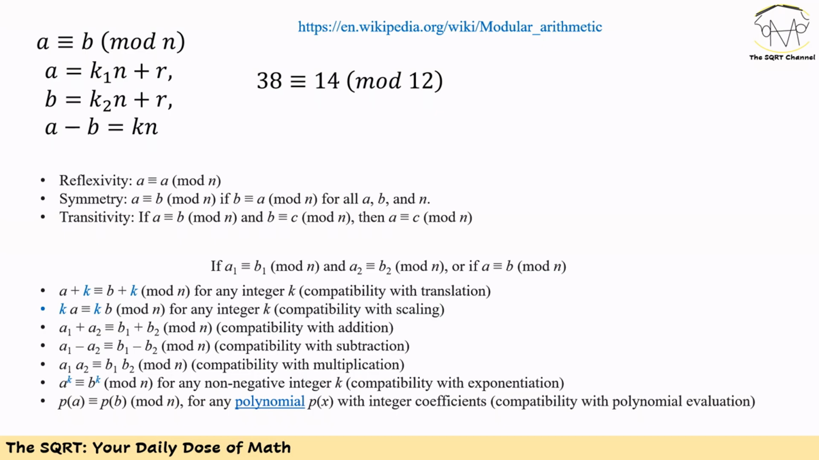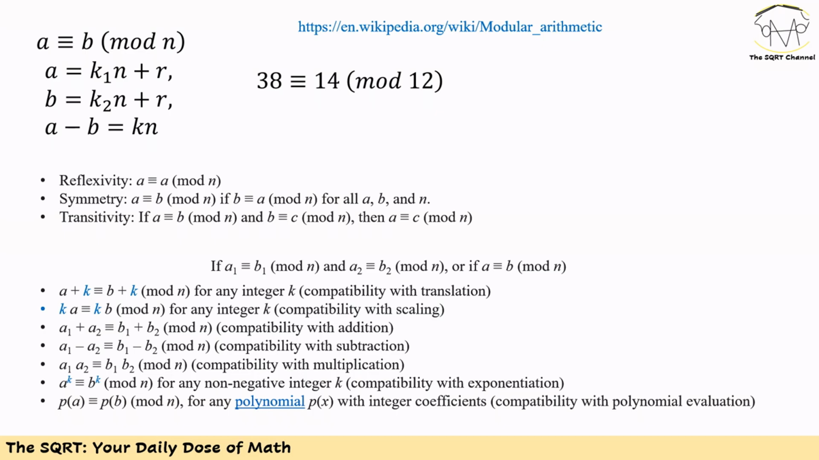Here is an example. We would say 38 and 14 are congruent for modulus 12 because you can write 14 as 12 plus 2 and you can write 38 as 3 times 12 plus 2. So both these numbers are going to have exactly the same remainder if we divide them by 12.